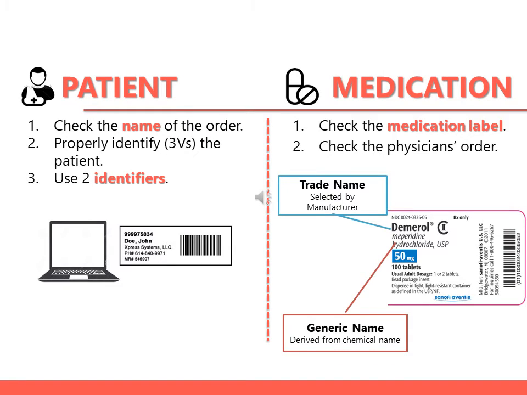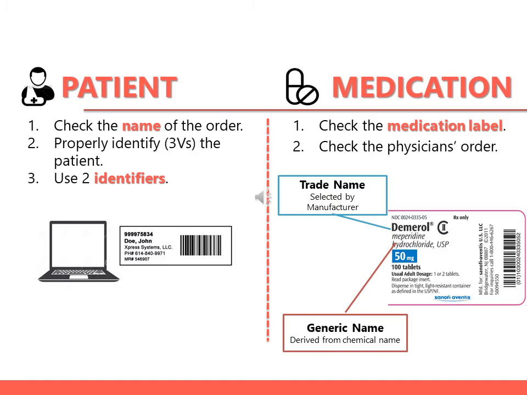Okay, the first right to medication administration is right patient. It says there, you can avoid medication errors to your patient if you are able to give the medication to the right patient. Again, medication should be given to the right patient. So how do you ensure that you are giving the right medication to the right patient?